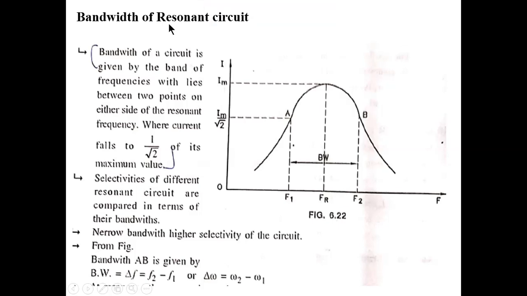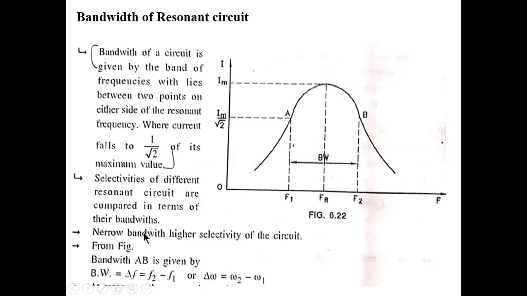Bandwidth of resonant circuit. Bandwidth is defined as the band of frequencies which lies between 2 points on either side of the resonant frequency. In the diagram, Fr is the resonant frequency, and on either side are F1 and F2, denoted as points A and B, where current falls to 1 upon root 2 of its maximum value. So at Fr we have the maximum value of current, but at points A and B it falls to 1 upon root 2 of its maximum value.